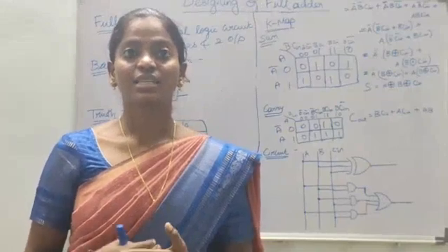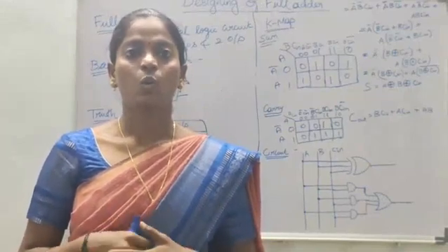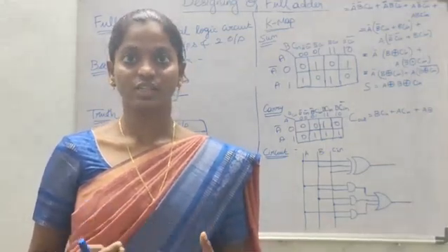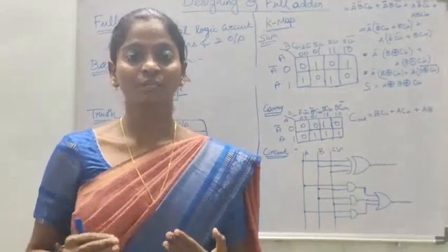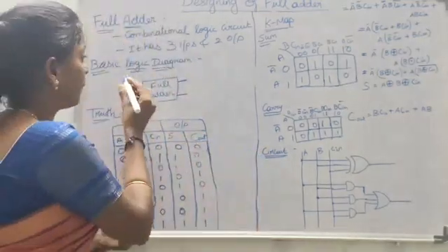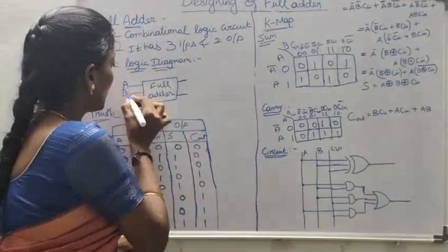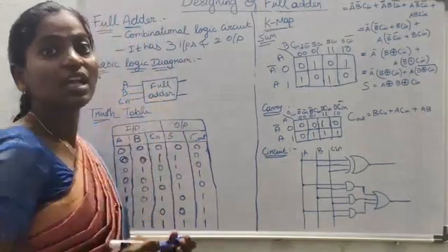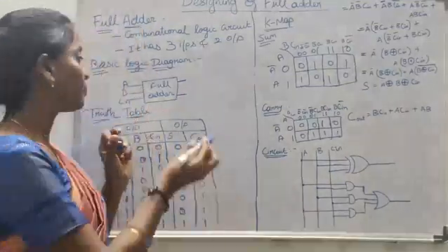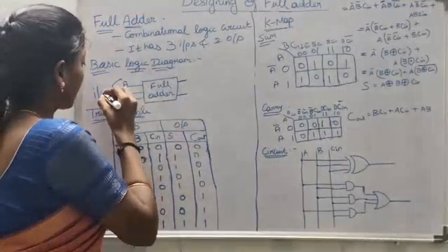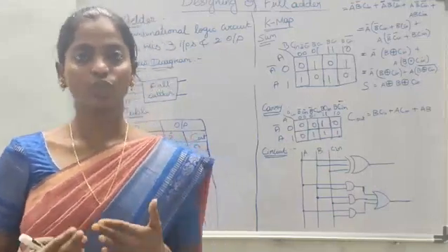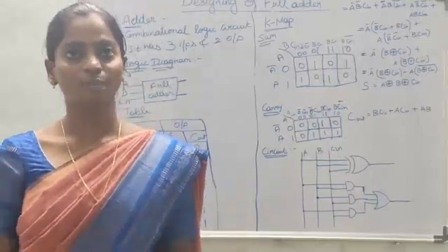Next, let us discuss the full adder. What is a full adder? A full adder is a combinational logical circuit that adds three single bit binary numbers. The three inputs are A, B and C in. The carry input is usually written as C in. The carry input represents the carry received from a previous lower order bit.